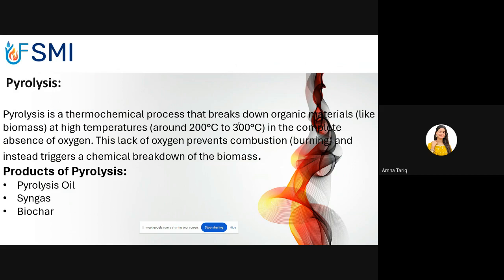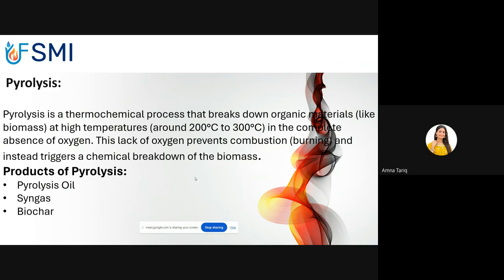Pyrolysis offers a solution. Taka builds a closed container called the pyrolysis chamber, where he loads the crop waste. He then heats the chamber to the required temperature without letting any oxygen in. The pyrolysis process occurs in the absence of oxygen. In this process, we cannot use oxygen.